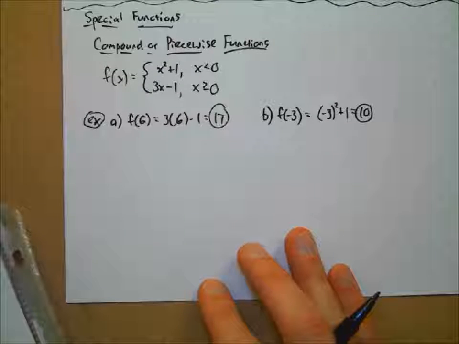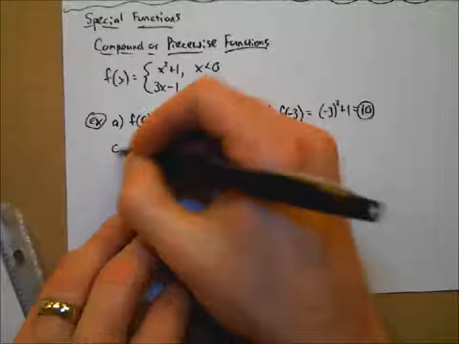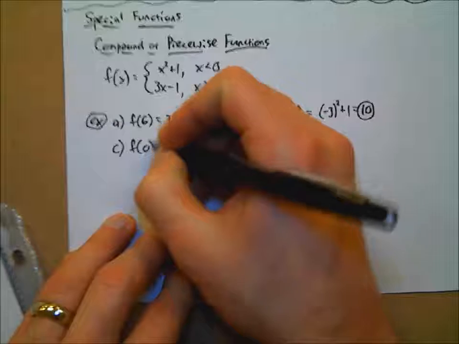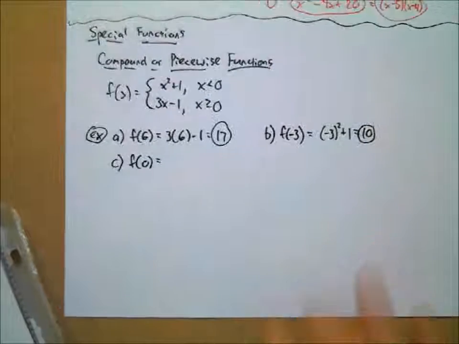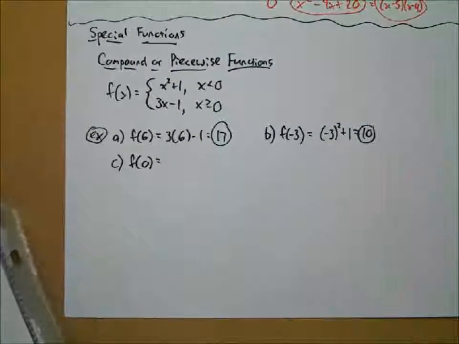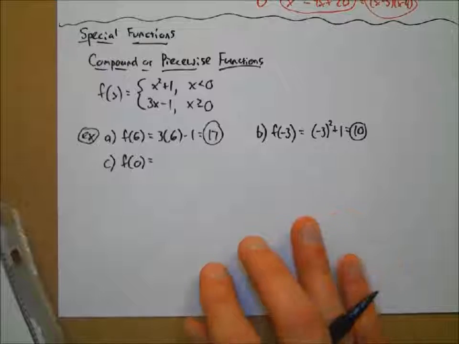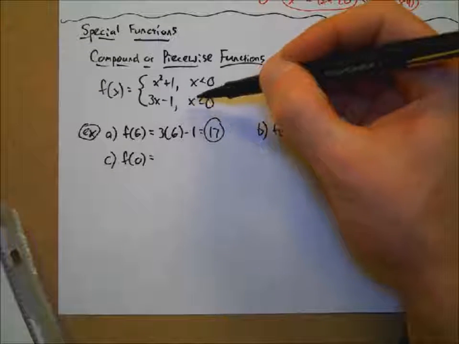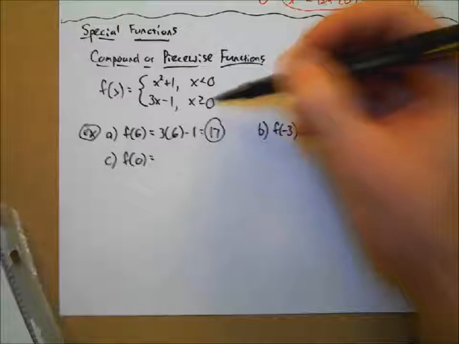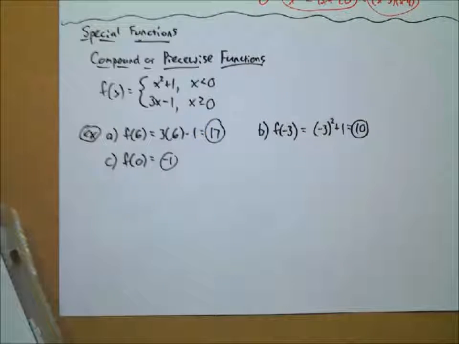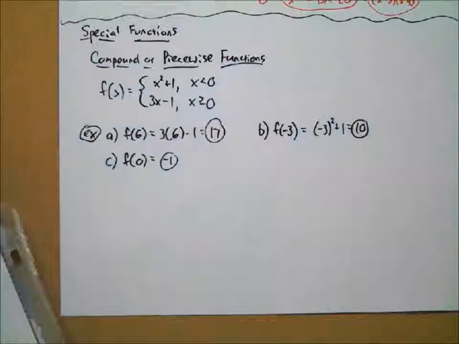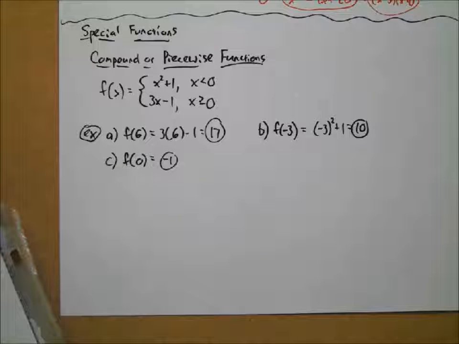All right, let's do one more here. Okay, f of 0. Where do we evaluate that? Top or bottom? Bottom, because x is greater than or equal to 0. And so we're going to get negative 1. Okay? So again, that's just evaluating. We'll talk about graphing them in just a little bit here, but for right now, we'll be satisfied with that.